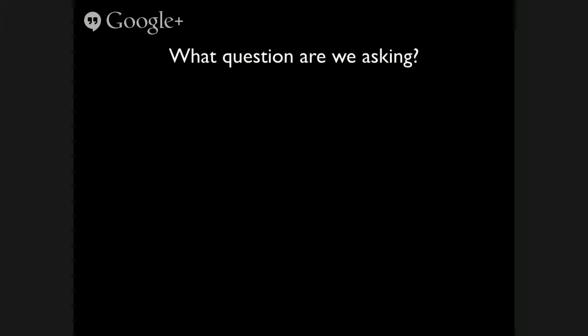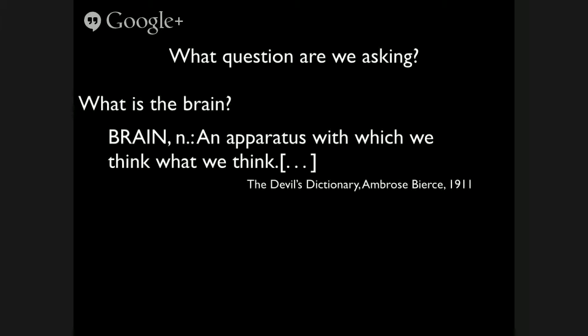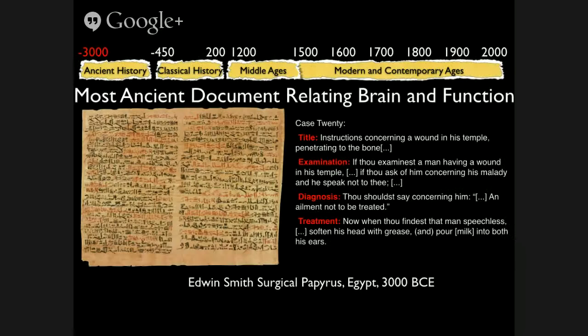So the main question that we are asking when we do this type of research is, what is the brain? What is the anatomy, how does the anatomy relate to the mind? There's a phrase that I love, which is the apparatus with which we think that we think. And I think it describes pretty well what we're trying to do in our research. Working with the brain has had a long, long history. The first document relating brain and function actually dates from 3,000 years before Jesus.